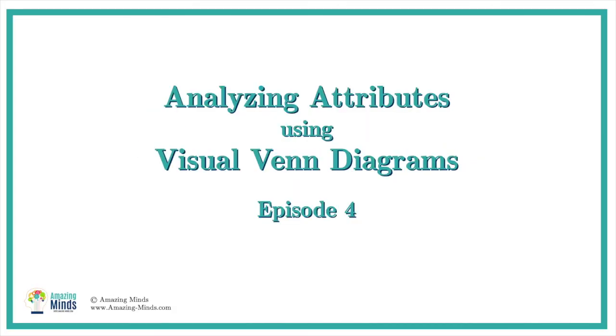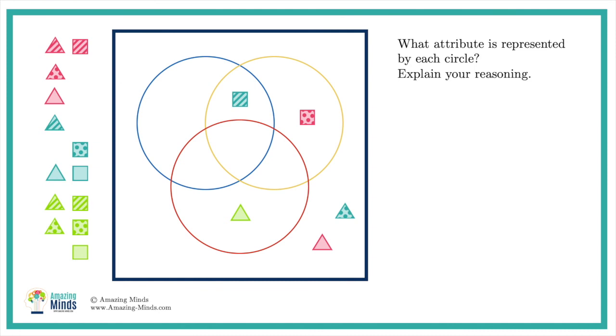Analyzing Attributes Using Visual Venn Diagrams, Episode 4. This is this week's puzzle, and hopefully your students have developed strategies and are applying those strategies. So this week, we're really just practicing strategies and thinking skills that students have been developing in the first 3 episodes. So let's take this puzzle for example.